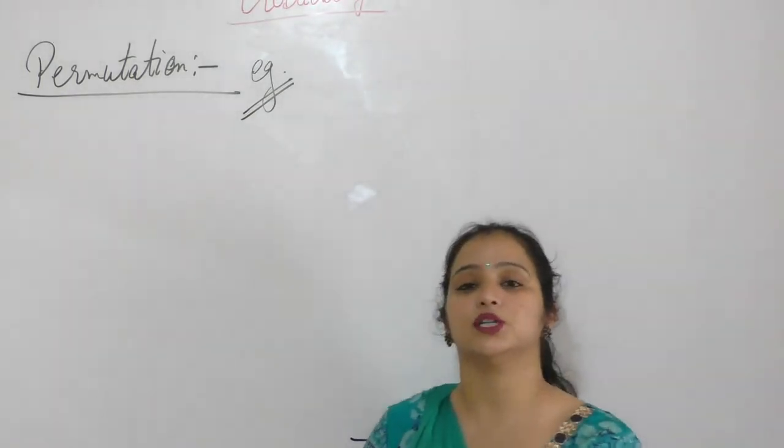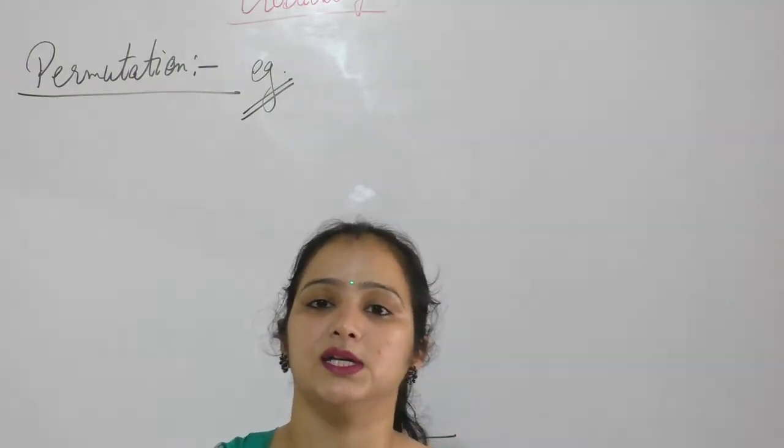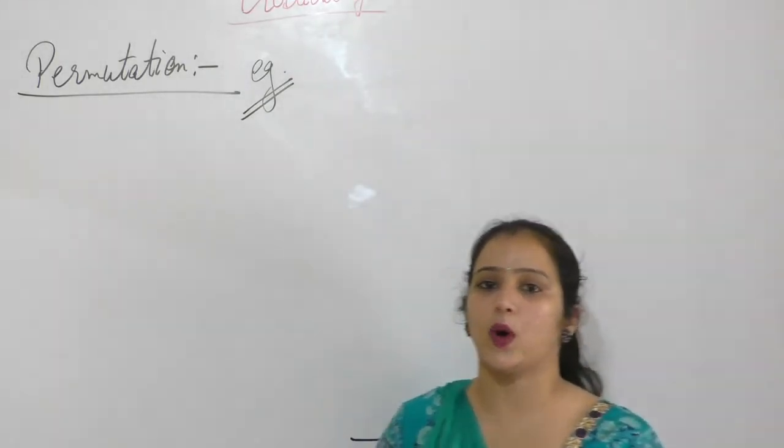अगर हम permutation की definition की बात करें तो what is the permutation? Permutation is the arrangement of letters or digits. Let us take one example.